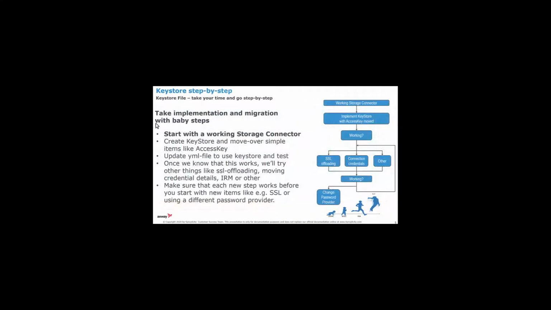Our recommendation is to always start with a working storage connector with the access key in that storage connector YAML file. Then create a Keystore file and move simple things like the access key first. And when that works, then you move on to, for example, move your connection credentials and implement other things like SSL offloading or work with a different password provider.